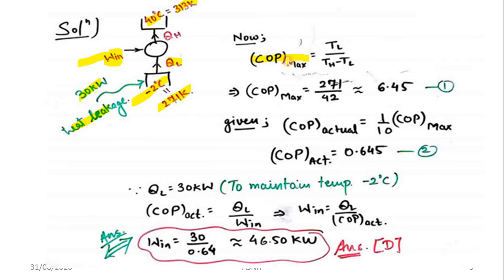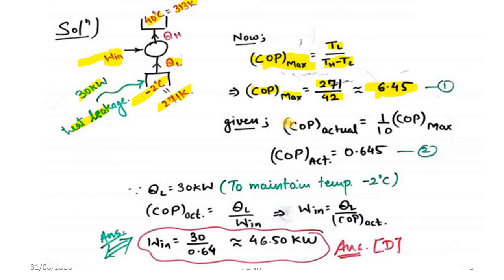We know that the maximum COP is nothing but the Carnot COP. Carnot COP is calculated as the lowest temperature upon the difference of highest temperature minus lowest temperature, and by putting in all the values we get the maximum COP, that is the Carnot COP. So Carnot COP is around 6.45. Here we get the answer.